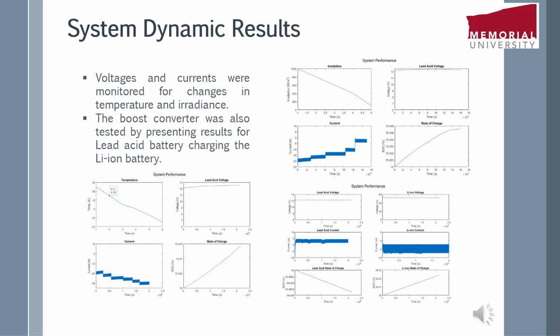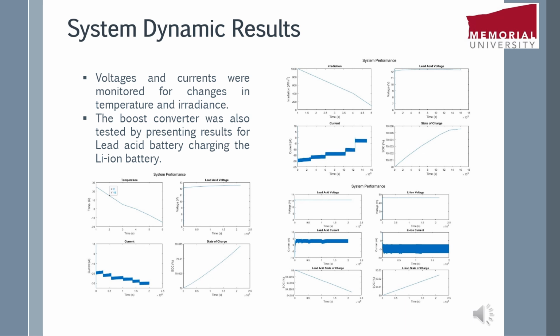So here we talk about the system dynamic simulation results, where we monitored the voltages and currents of the lead acid and lithium ion battery for changes in temperature and in irradiance. On the right hand side, we can see that as the irradiation decreases, the charging current also decreases, and then the state of charge reduces as well. Like the time it takes to charge fast reduces. Also, in the graphs below, you can see that as temperature varied from 25 to minus 15, the lead acid voltage was charging, but the current was also reducing as well, and the SOC was increasing.